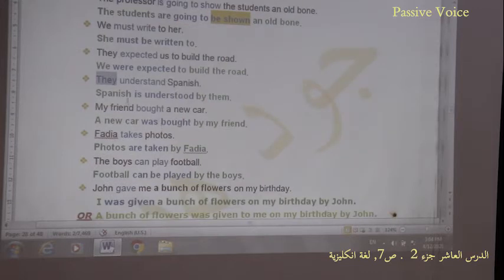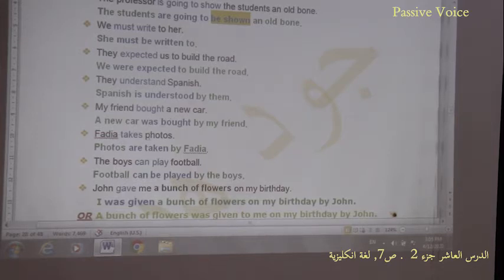Now my friend bought a new car. So we start with the object, a new car, and here the verb is in the past simple. A new car was, so we use verb to be past. So a new car was, and the third form of bought, bought. So a new car was bought by my friend.